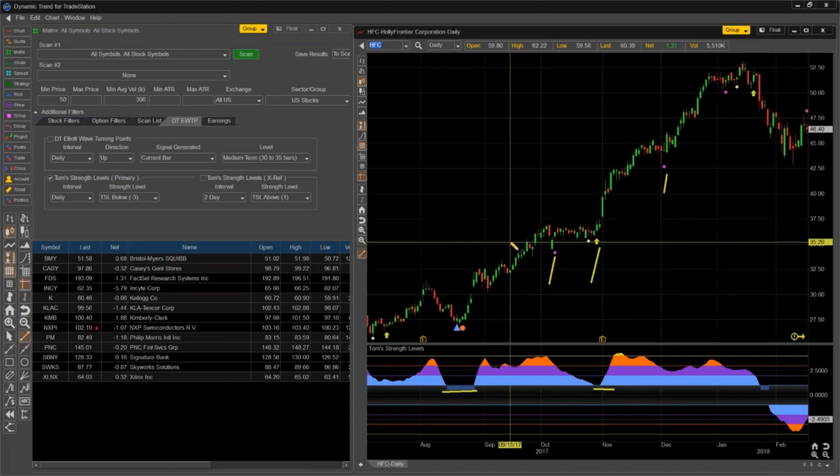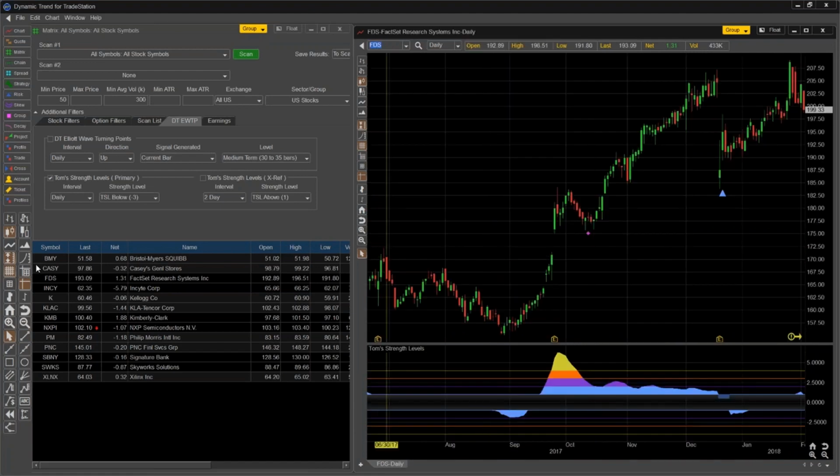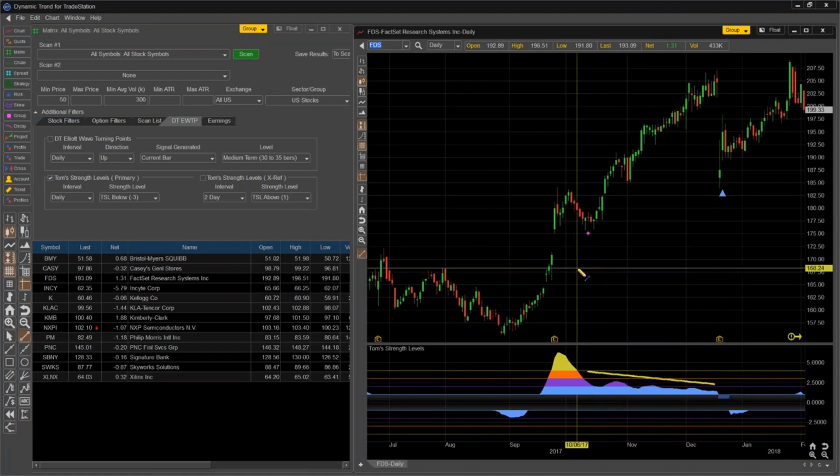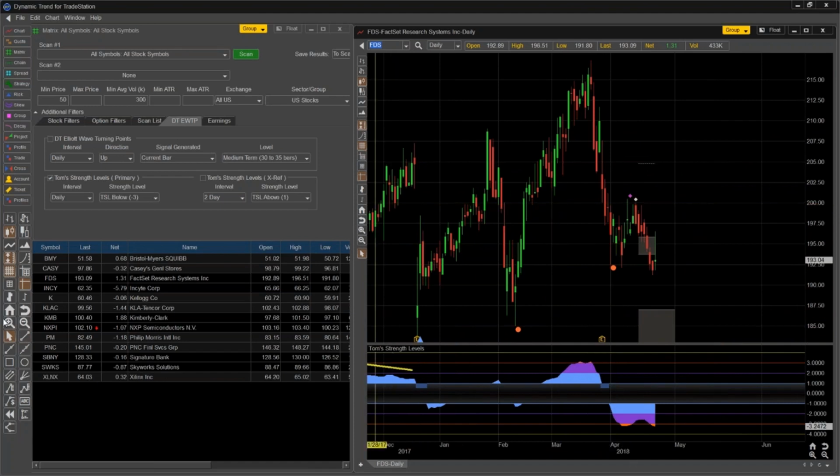Okay, FDS. So you can see that when this was strong, that signal was a good signal, and now it's going back to the weak side. From here to here, it's weak, and therefore that signal, even though it's a short signal, is a signal I would take because it's going in the direction of the TSL.